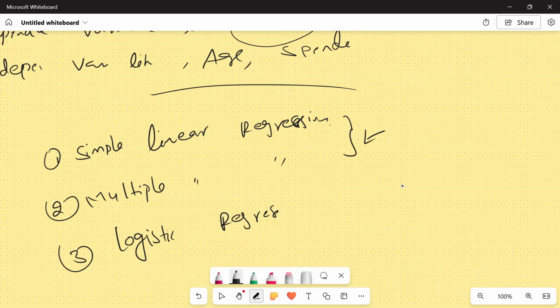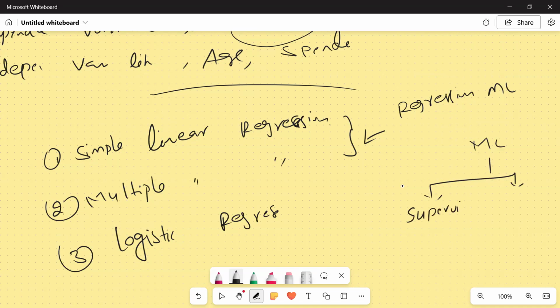to solve regression machine learning problems, ML problems. Okay. In ML, we have two types of machine learning. The first one is supervised, the second is unsupervised, and coming to supervised, again we have two types: regression and classification.